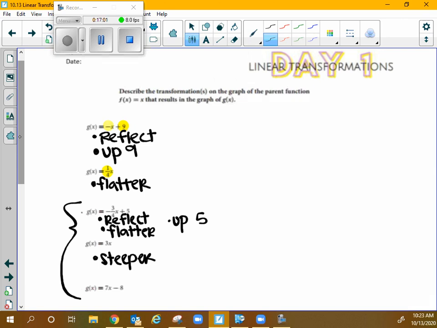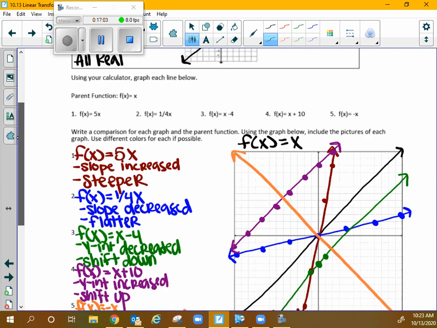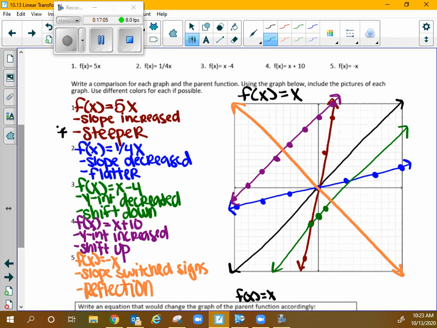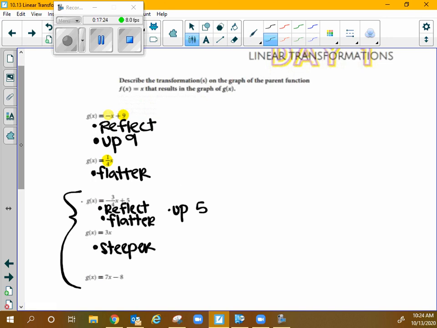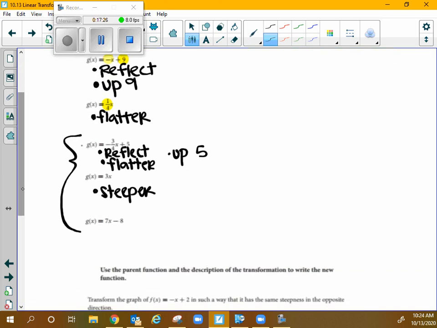effects on the graph. So all of these ones that we did over here, we're looking at the second bullet. That's the result on the new graph. I'm not asking what happened to the equation, because that's what the first bullet was. What happened to the equation? Then we looked at the graph. Equation, graph, equation, graph. So if it asks what results on the graph, what you're going to tell me is that it's steeper, okay? Because I can see that the slope increased, but you guys need to tell me what that means for the graph.